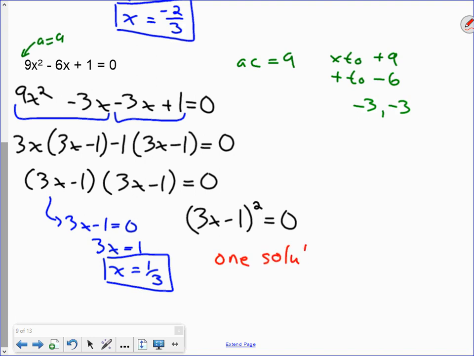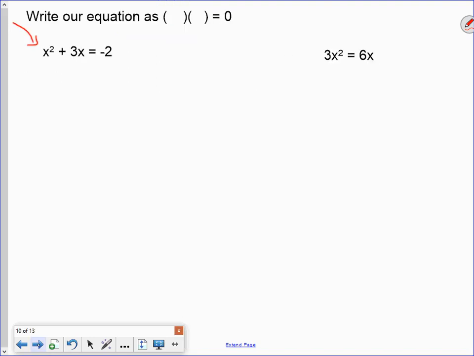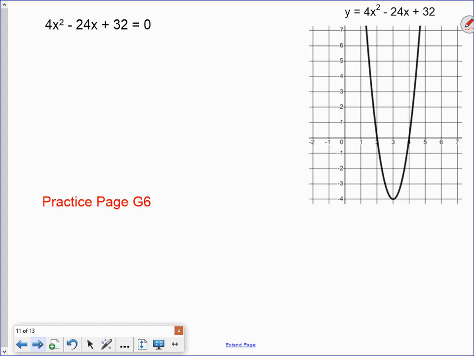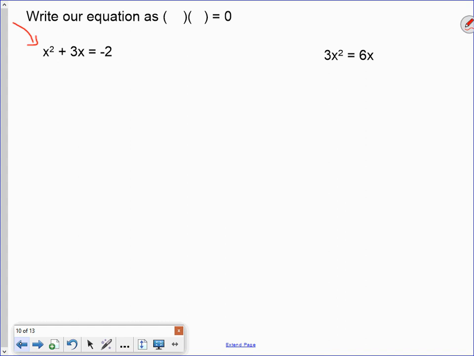So we said earlier we could have two solutions, we could have one solution. This is a case where we only have one solution. All right. I think I'm going to skip over this page here, and we're just going to go right to the very end here. So here I've got a quadratic equation. Nope, I'm going to go back, and we're actually going to do these ones.